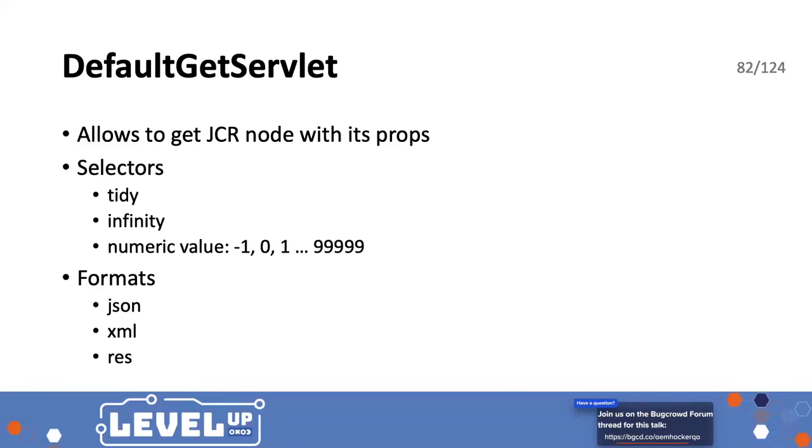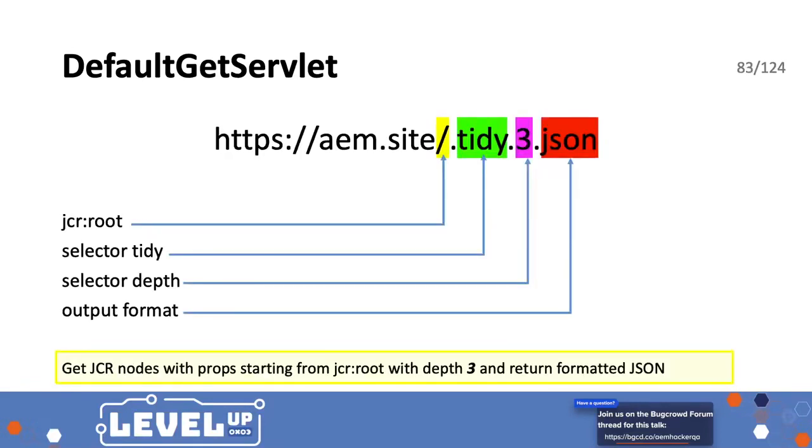-1 is equivalent to infinity. And the format res allows to retrieve files that are normally stored inside JCR data property. For example, when we are accessing route/.tidy.3.json, we are getting formatted JSON that contains nodes and their properties starting from JCR root node with depth 3.